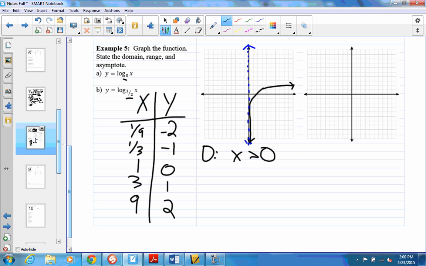Oh, we didn't finish range. Range is all real numbers, right? I'm going up and down my y for both. Good. And I already know I have a vertical asymptote at x equals 0.